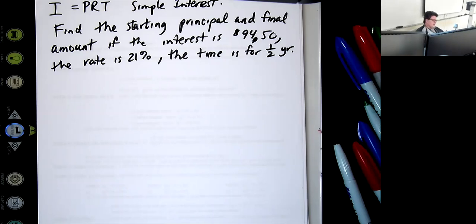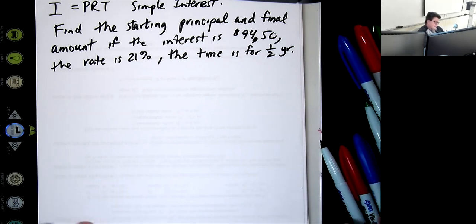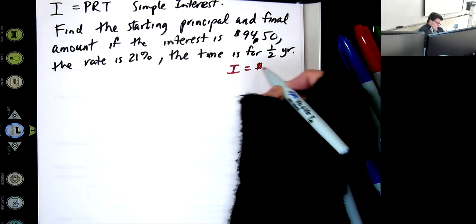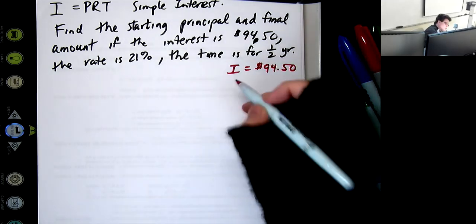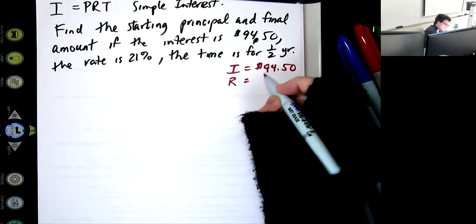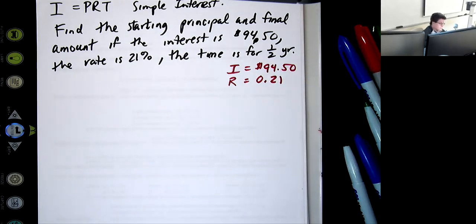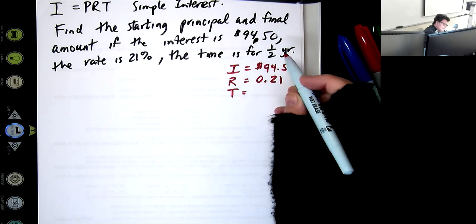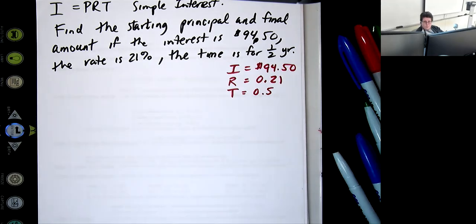So let's label what we got. It's giving me interest, which is my I. Interest is $94.50. R is 21%. We want to write it as a decimal. 21% as a decimal is 0.21. And T is time in years. Time in years is 1/2, so 0.5 as a decimal.